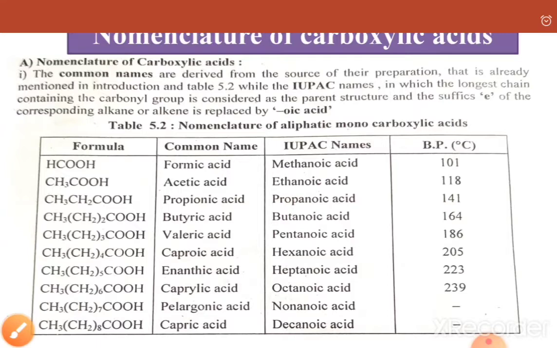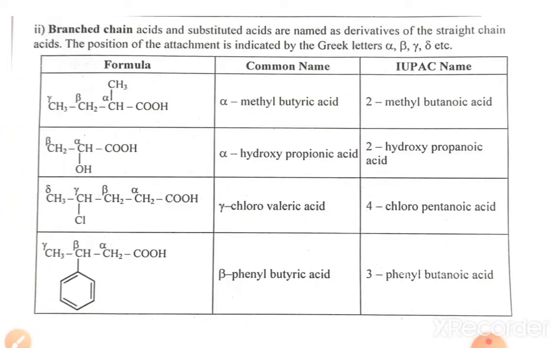In a similar way, propanoic acid. Now butyric acid has four carbons, therefore butanoic acid. Valeric acid is pentanoic acid. Caproic acid is hexanoic acid. Enanthic acid is heptanoic acid. Caprylic acid is octanoic acid. In this way, continue. Now the next, branched chains.